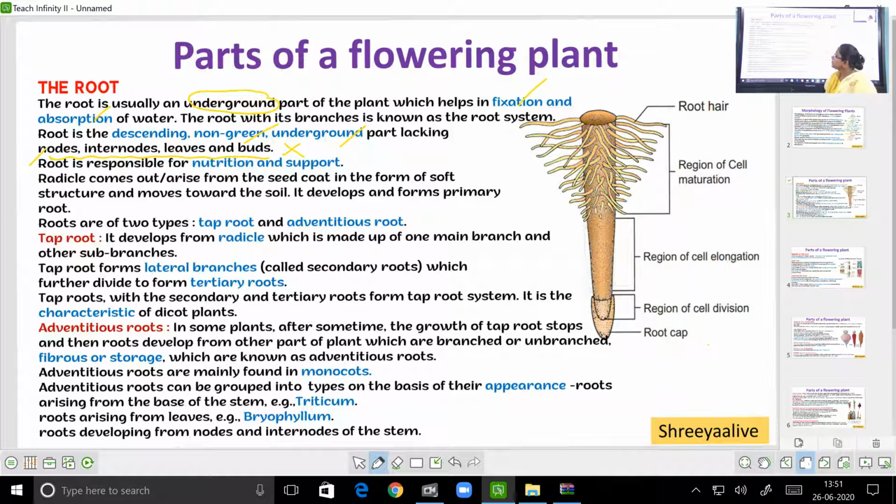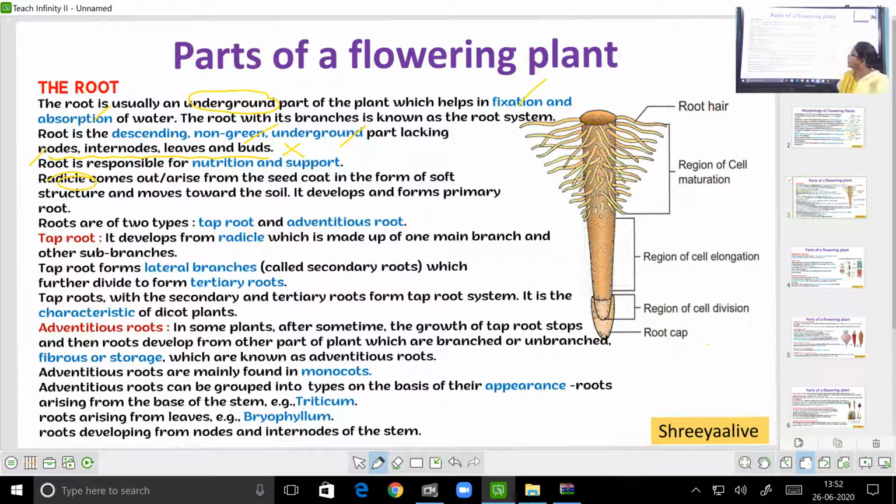The radicle comes out from the seed coat in the form of a soft structure, and it moves towards the soil. It develops and forms the primary root. What does it mean? From the seed, there are two structures: one is the radicle, another one is the plumule. The radicle emerges and grows to form the primary root, whereas the plumule will give rise to the shoot. The radicle is the one which will always give rise to the root.